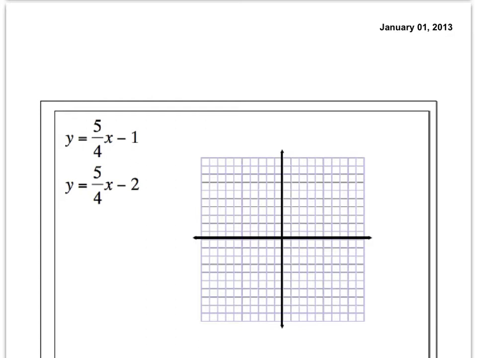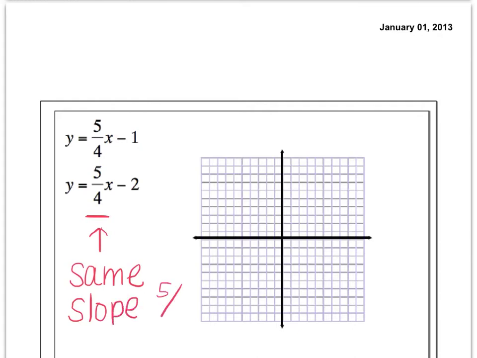Moving on to the next slide, we're going to notice something about these two. When you look at them, what do you see in common? Now I know you're not going to answer me, but I'm hoping you would have said that the two of them have the same exact slope, which is 5/4. And we're going to see what that means if they have the same slope. Some of you might remember from before.